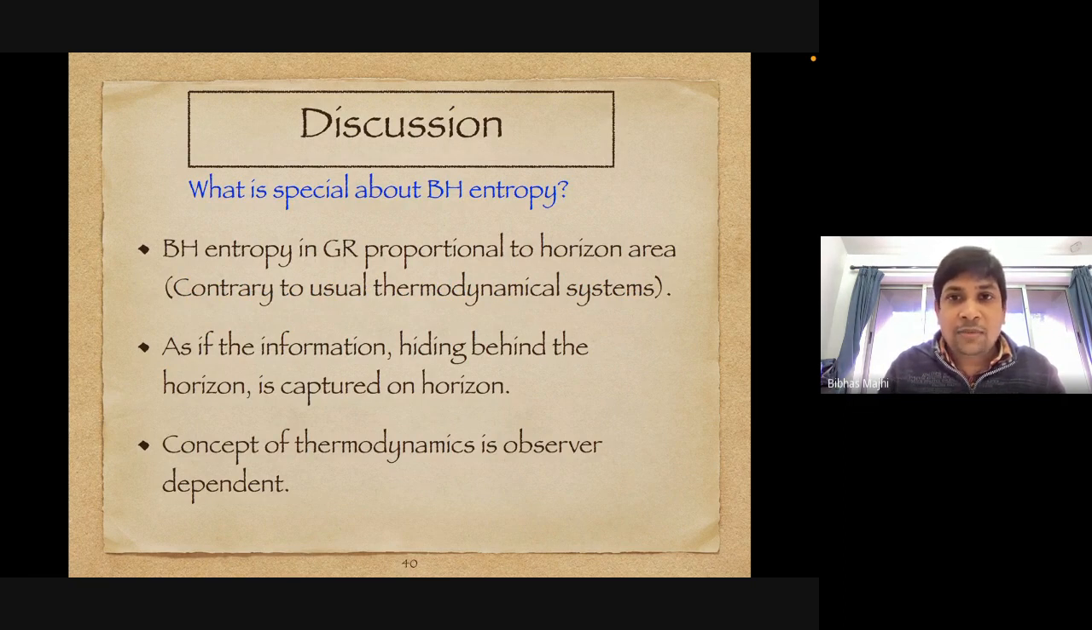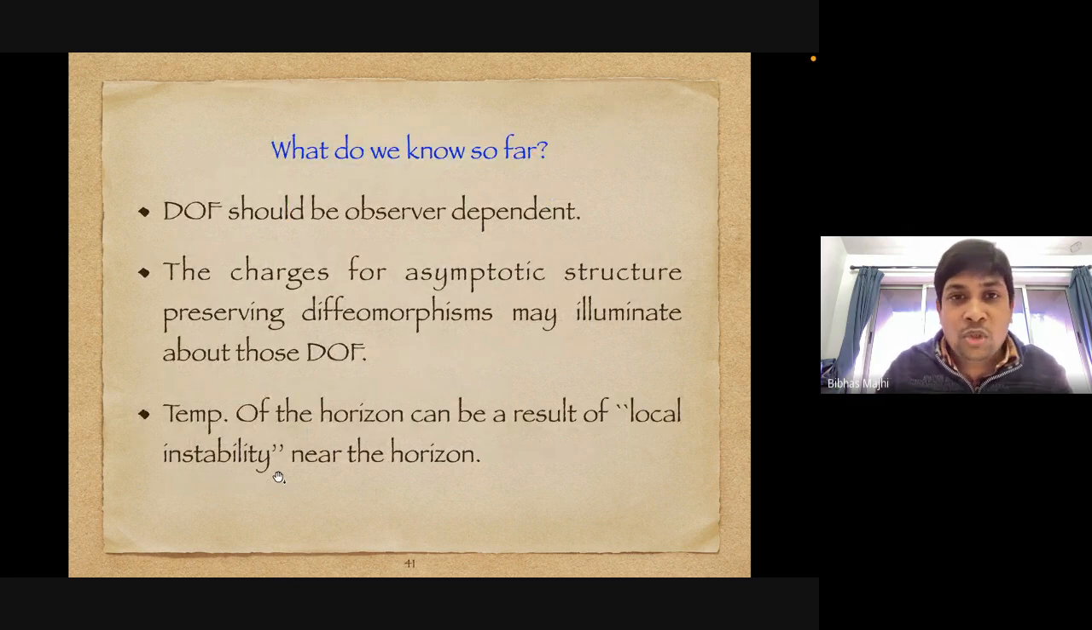What we have now is that this Bekenstein-Hawking entropy is a very special one. It actually depends on the horizon area, contrary to the usual thermodynamical system. And therefore all the information is as if lying on the horizon, and the concept of thermodynamics is observer dependent in this case. What we know so far from this discussion is that the diffeomorphism degrees of freedom should be observer dependent, and the charges for the asymptotic structure preserving diffeomorphism may illuminate this. And the temperature of the horizon can be a result of this local instability.